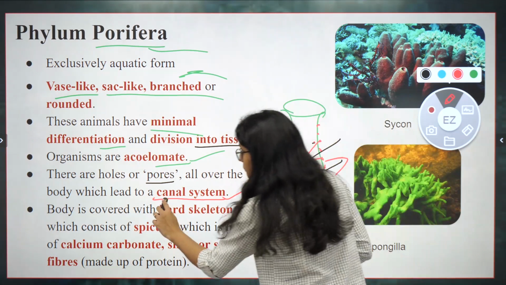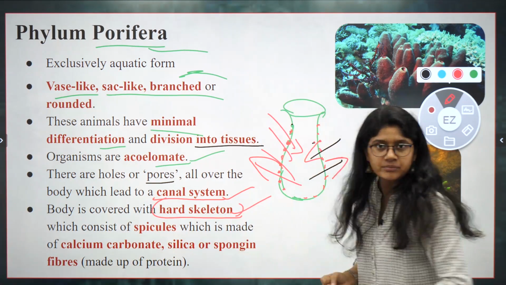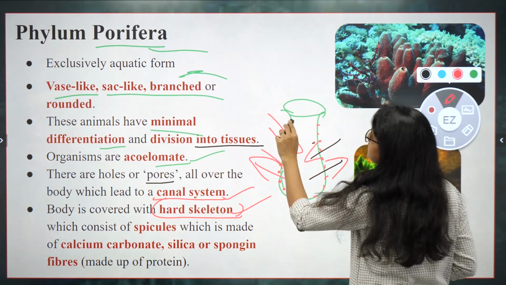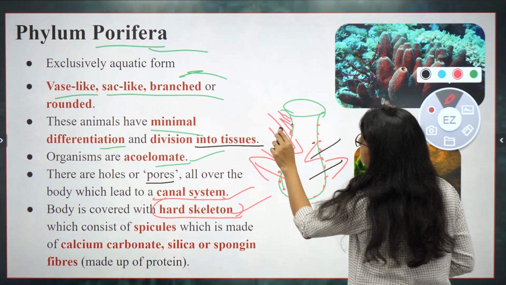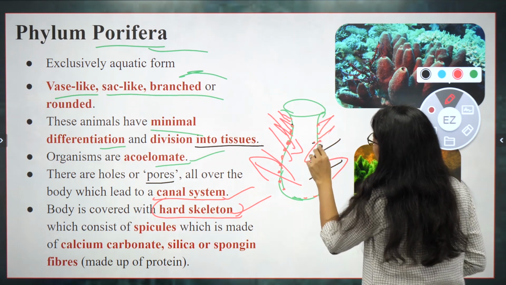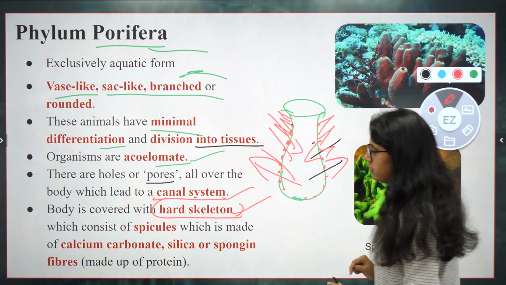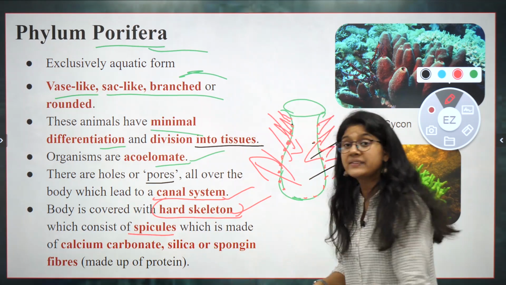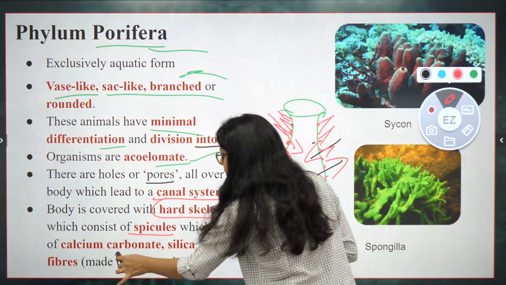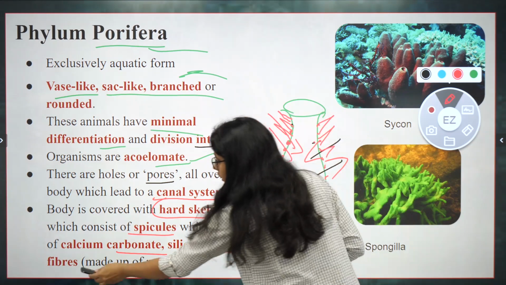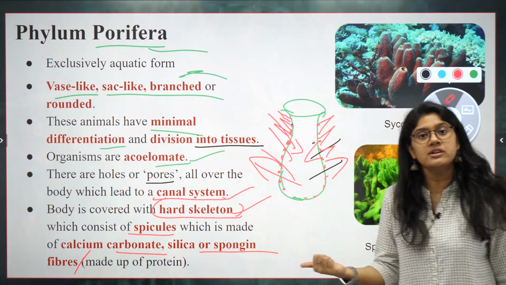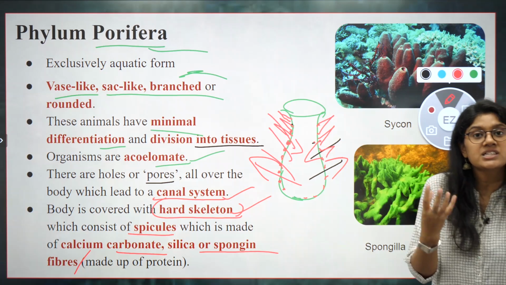Now the body is covered with a hard skeleton. On their body they have a hard skeleton, spicules. We call them spicules, which are like these, some spine-like structures they have. They are made up of calcium carbonate, silica, and the spongin fiber. Very, very stiff they are.